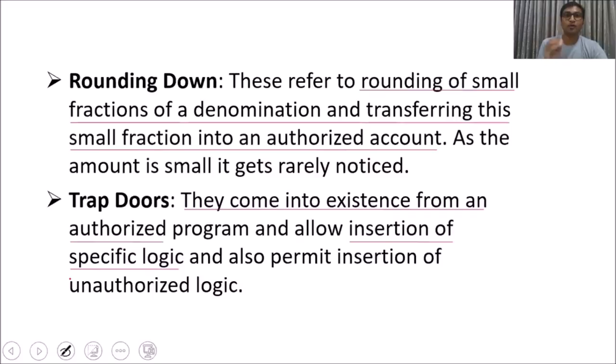That is what is called a trap door. You have given your own address to them and now they are entering into your system. They come into existence from an authorized program and allow insertion of specific logic or unauthorized logic. So they may modify some logic or add some unauthorized logic to your system. You have given the address of your home. That concept is known as trap doors.